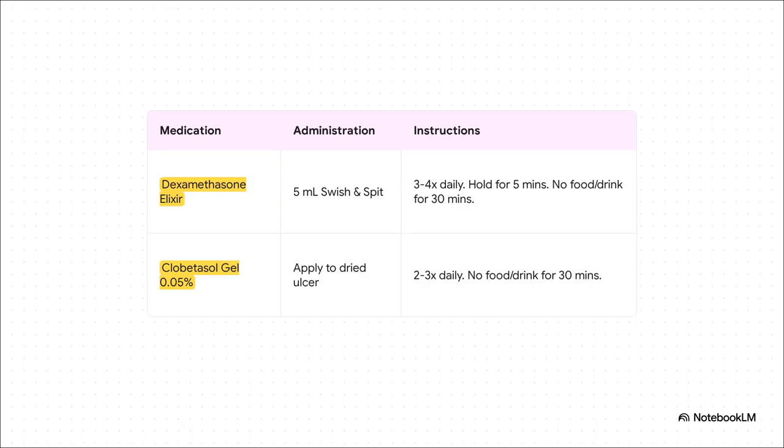fantastic options. Dexamethasone elixir is perfect when there are a bunch of sores. The patient can just swish it around and spit it out. But for just 1 or 2 specific ulcers, clobetasol gel is way more targeted. The key instruction for either one is to tell the patient not to eat or drink for about 30 minutes after using it. You want to give that medicine time to really soak in.